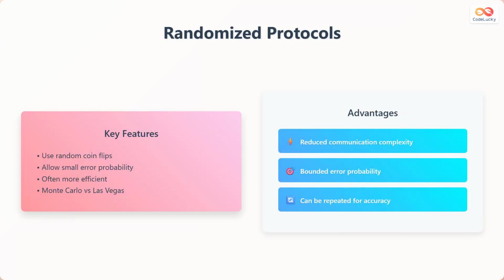Now let's explore randomized protocols. These protocols use random coin flips. They allow for a small error probability, and are often more efficient than deterministic protocols. There are two main types, Monte Carlo and Las Vegas. The advantages of using randomized protocols are reduced communication complexity, a bounded error probability, and the ability to repeat the process for better accuracy.